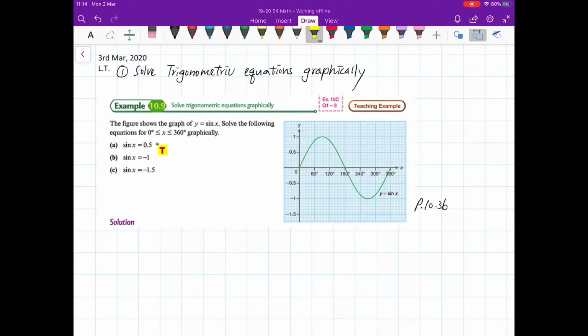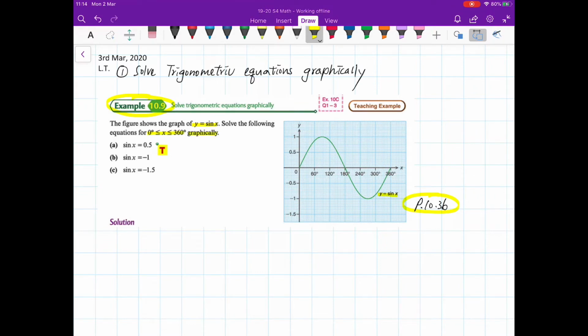So this is example 10.9 in your textbook, page 10.36. Okay, in the question, it gives you the graph of y equals sine x. So I highlighted y equals sine x, as well as the graph y equals sine x. And then it asks you to solve the following equations for the range x between 0 degrees to 360 degrees graphically. Okay, so it gives you the range and graphically.